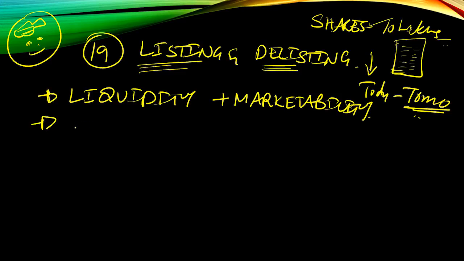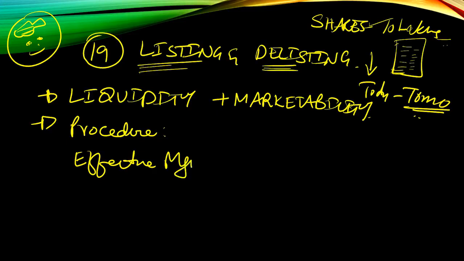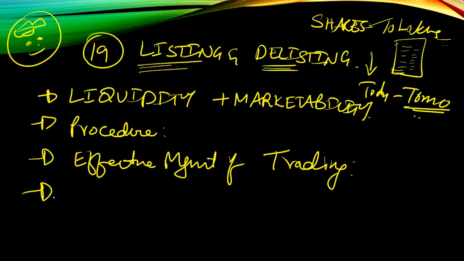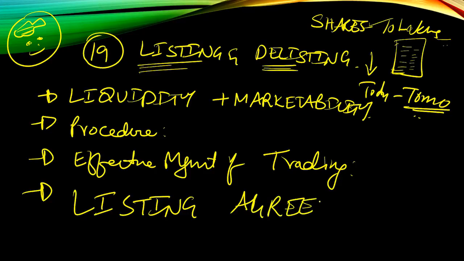Then when there is listing, obviously the procedure for listing you have to know. So you will understand that there are some steps involved there. Then what is the procedure for the effective management of the trading? Once shares are listed, there is a procedure for effective management. That is what we study in this chapter. Apart from that, the most important thing is the listing agreement. So when a company lists itself on any stock exchange, there will be a listing agreement.